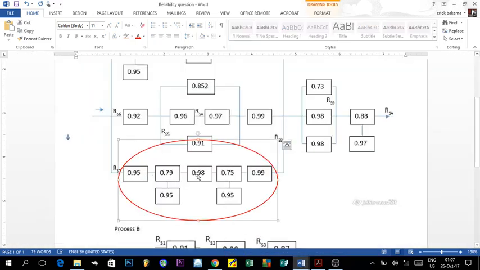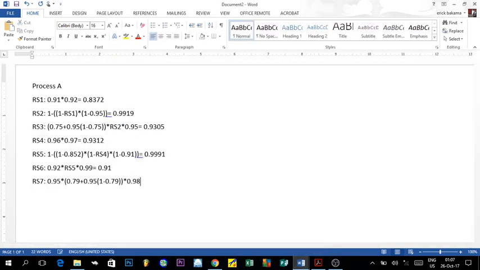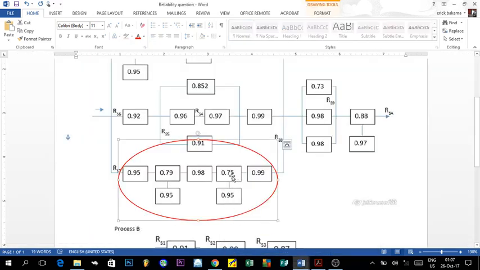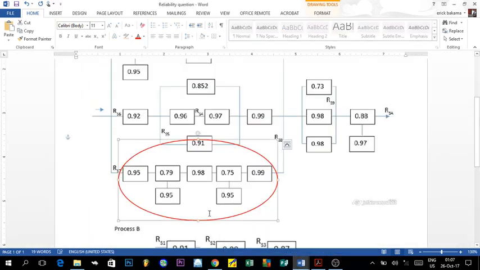We need to include this one in our formula, 0.98 times. We do the same principle like the one we did here. So you have 0.75 and 0.95. Now the main component is 0.75 plus 0.95, which is the backup, times the probability of the main component to fail, which is 1 minus 0.75, like this. Then we need to multiply by the last value of 0.99.